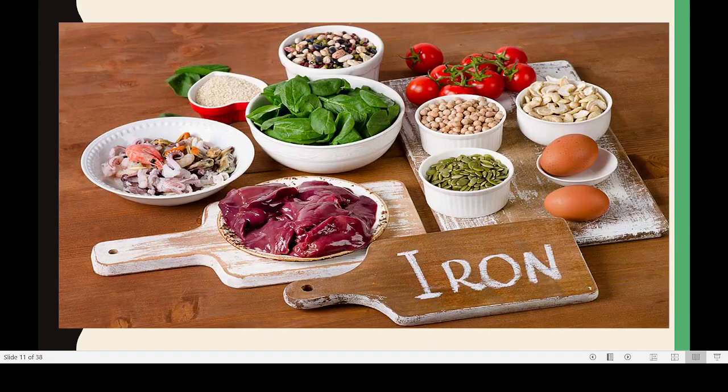These are some of the food items that are rich in calcium. Here you can also find red meat, eggs, nuts, tomato, then shellfish. These food items will give you iron, and all leafy vegetables will give you enough iron.